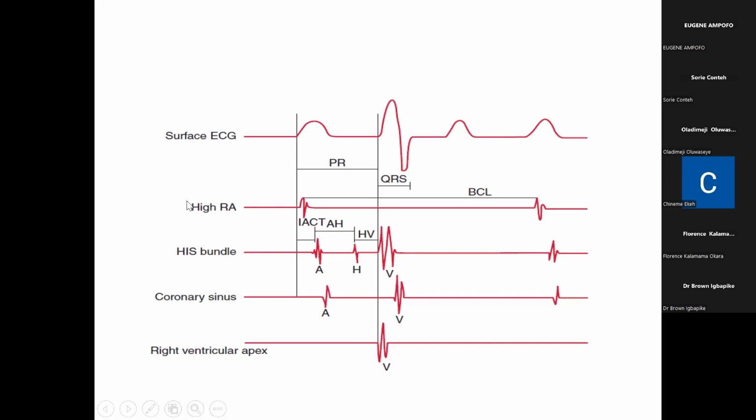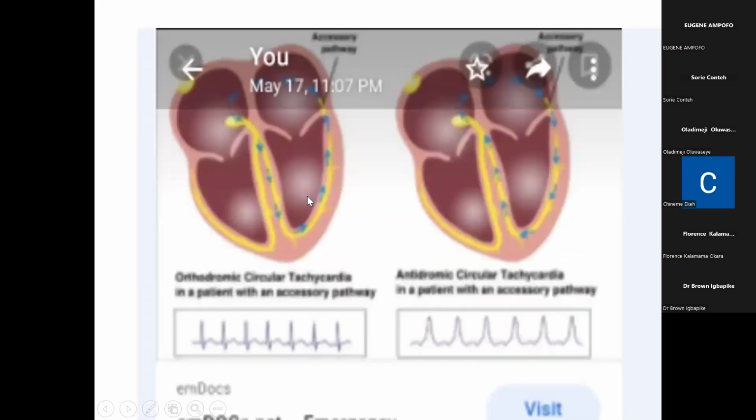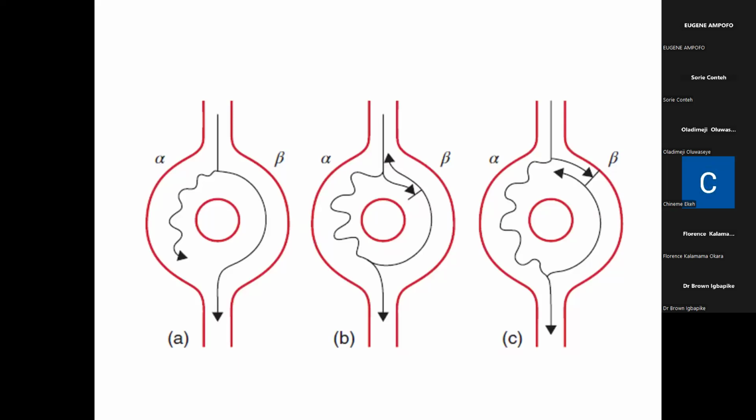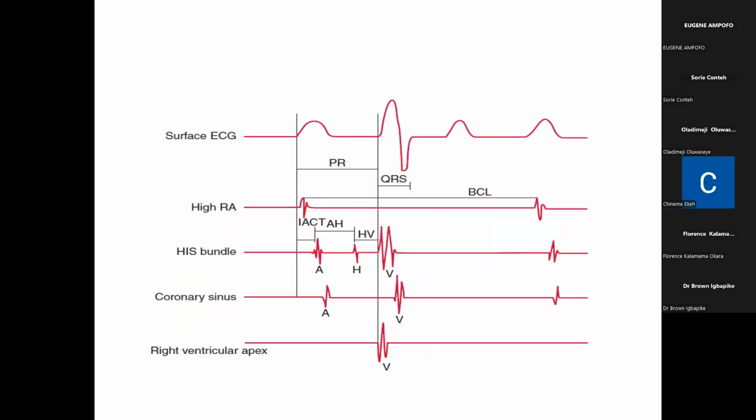You will notice that the HRA catheter is only having one spike. Why? Because it's on the roof. It's not getting close to the HIS, it's not getting close to the RV. It's on the roof. So it can only record one single activity close to the SA node. Can we move on now? Hope this slide is clear.